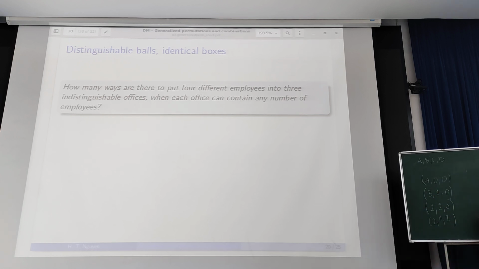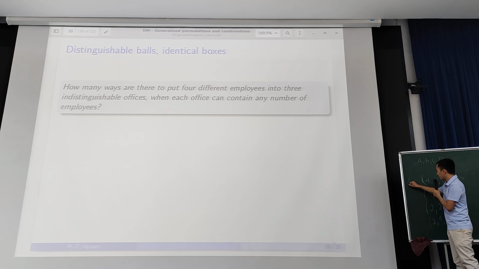Okay, so for the first case, we have only one possibility. We put A, B, C, and D in the same office, and the other offices are empty. Okay, so here in the first case, we have one way.